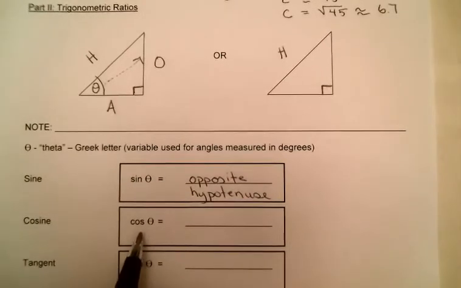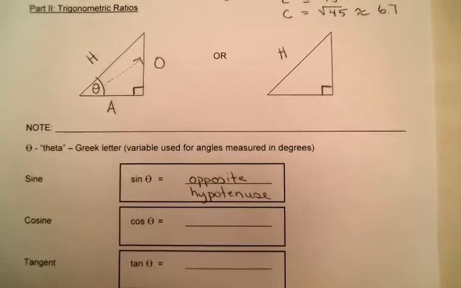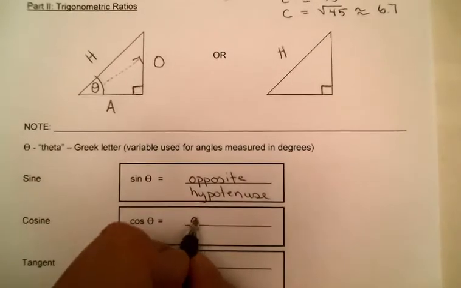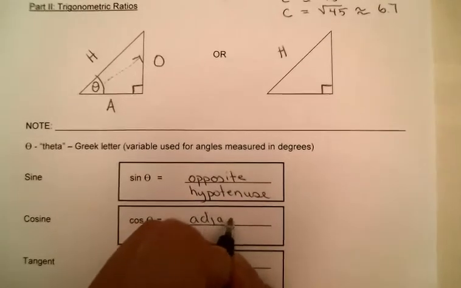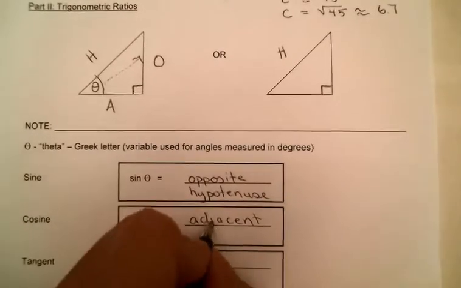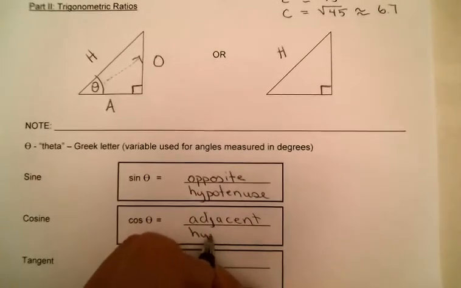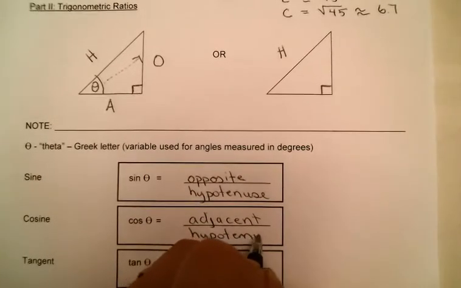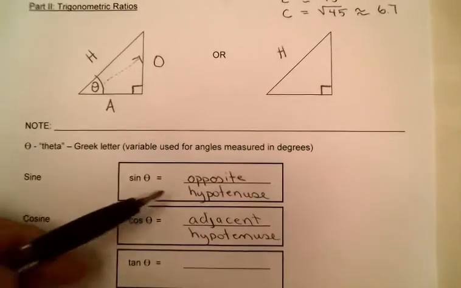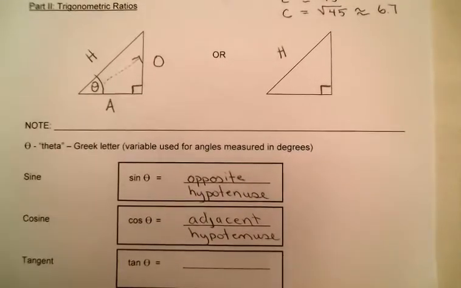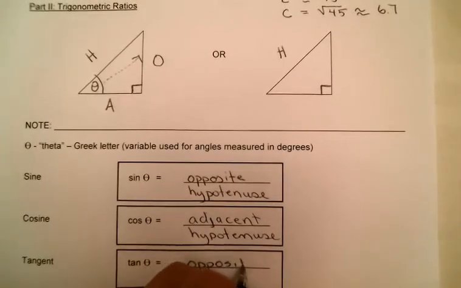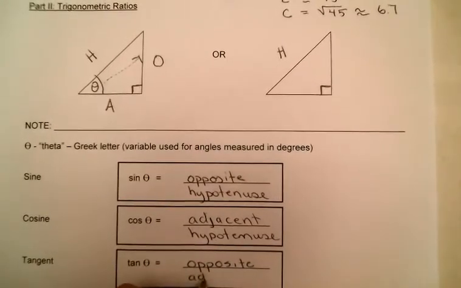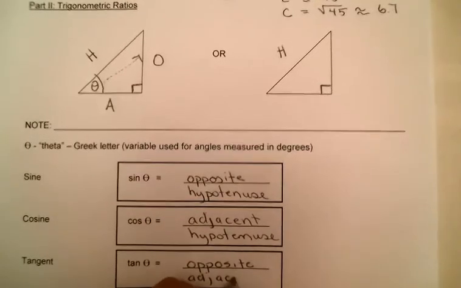Next one, we take the cosine of theta, and it's a ratio again, but this time it's the adjacent side. So A for adjacent, and the H here and here are for the hypotenuse. Tangent now is the opposite over the adjacent. And you're thinking, wow, that seems like a lot. But don't worry, we've got a memory aid to help us remember this.